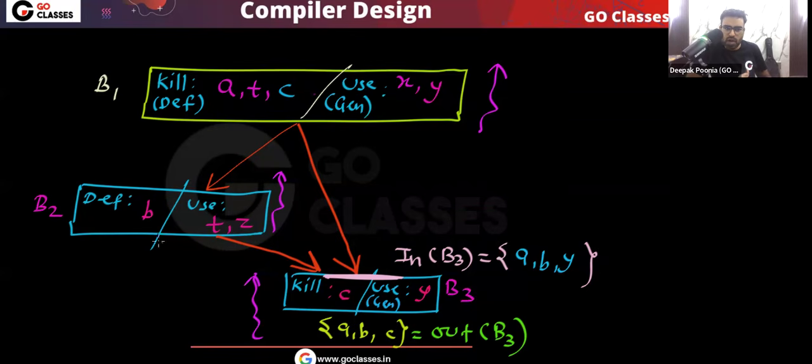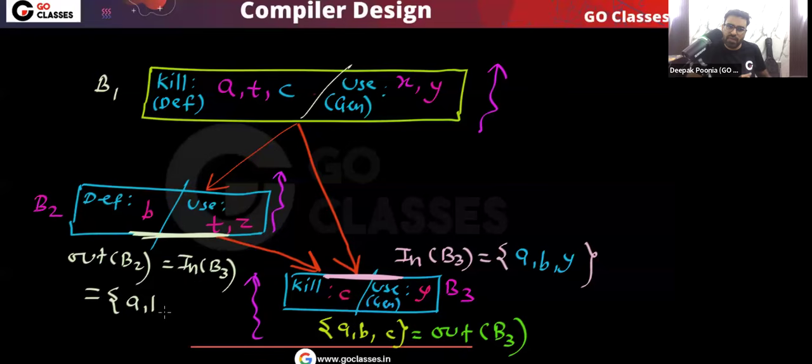First, you tell me what is out of B2. You can see that this B2 has only one successor, that is B3. So I told you that out of B2 is the same as in of B3. Okay, so remember out of B2 is ABY. Very simple. Now tell me what is in of B2.